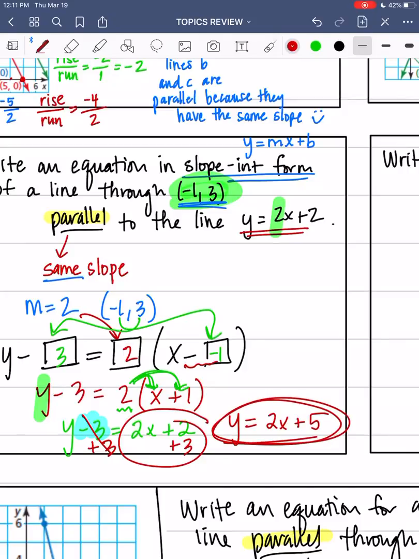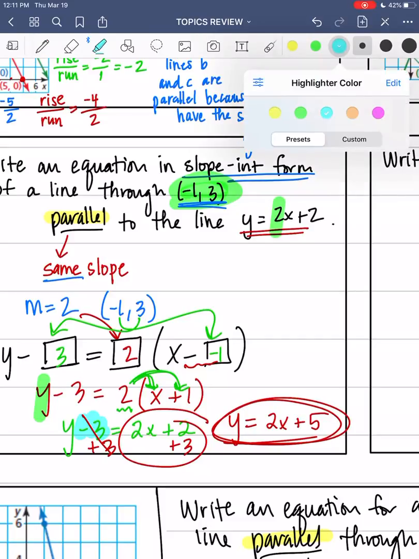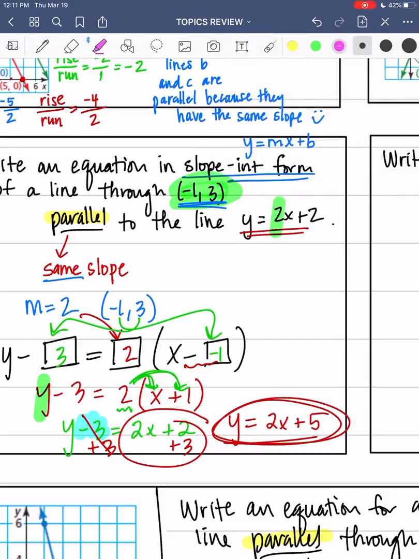So you can see how the original one had slope 2, and our final answer had slope 2. So that's good, because that means that they are parallel, which is what we wanted. Parallel. Great.